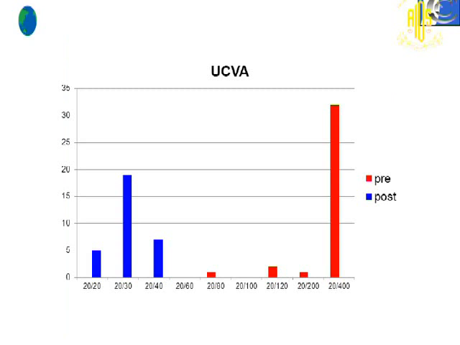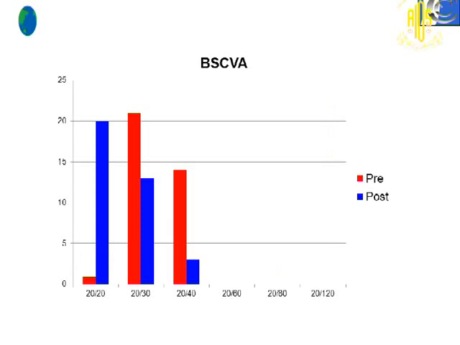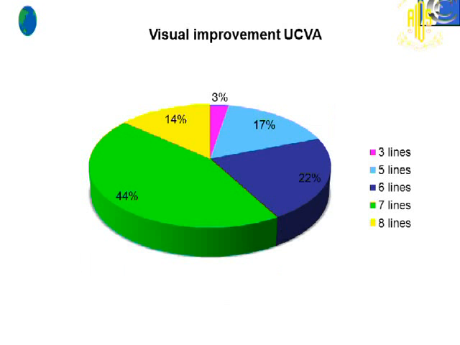That's just to represent the pre and post uncorrected visual acuity. You can see a good deal of improvement. That's the spectacle corrected visual acuity. The red is the pre and the blue post showing improvement. You can see almost 100% of the eyes were within plus or minus 1 diopter. And if you look at the number of lines of visual improvement uncorrected, you can see that almost 44% had 7 lines of visual improvement.